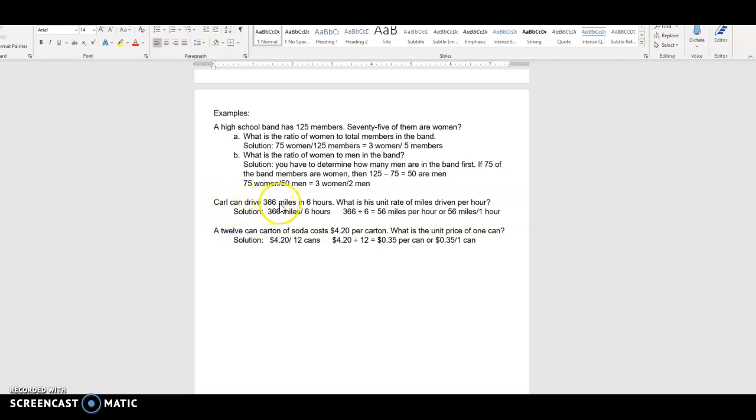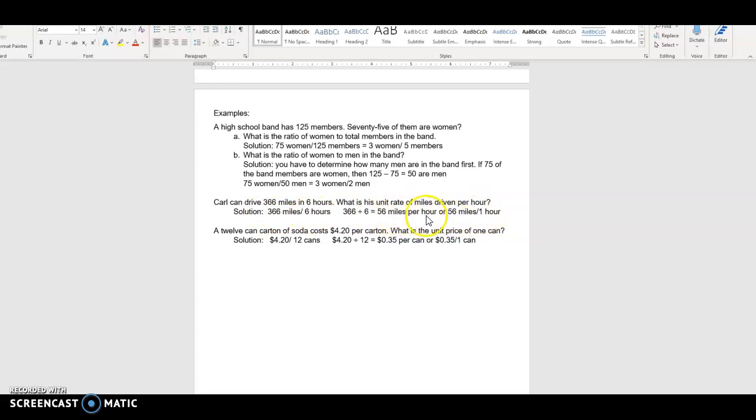Carl can drive 366 miles in 6 hours. So what is his unit rate of miles driven per hour? Since we're wanting a unit rate, we have to have 1 on the bottom in our final answer, which you will see is the final answer. The question is, how do we get there? Well, I'm going to set up the ratio rate first. 366 miles over 6 hours. I'm going to take the numerator and divide it by the denominator. I'm going to get 56 miles for that part. And it's per hour, or 56 miles divided by 1 hour.